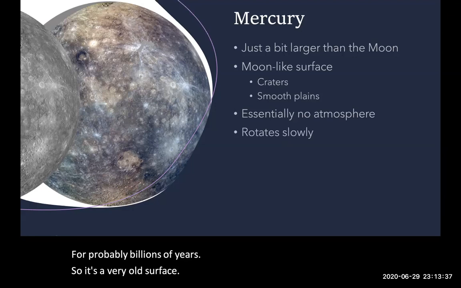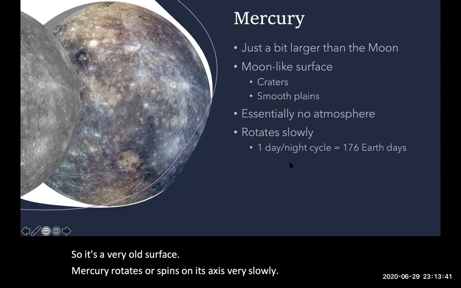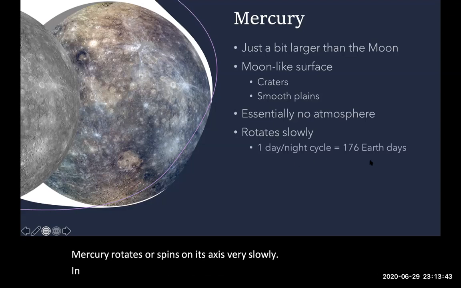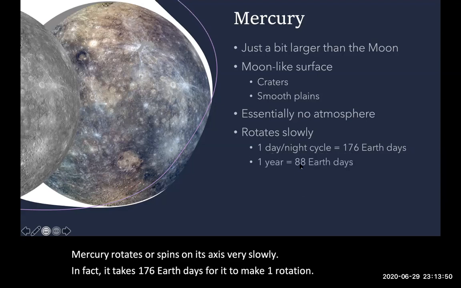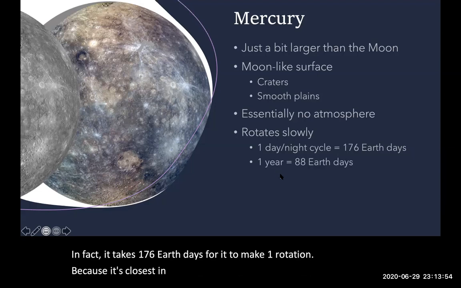Mercury rotates or spins on its axis very slowly. In fact, it takes 176 Earth days for it to make one rotation. Because it's closest to the sun, it has the shortest year, equivalent to what would be 88 Earth days.